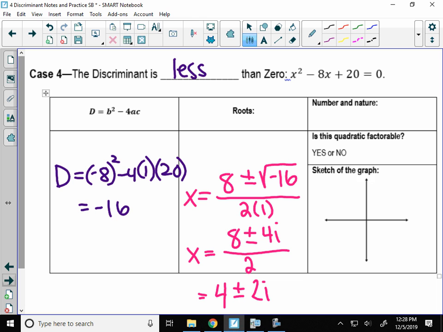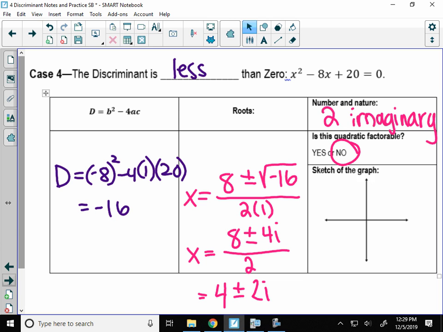How many roots is that? 2. And what's their nature? Imaginary. Yeah, they're not irrational. They're imaginary. Not the best handwriting, but it's okay. Can you factor a quadratic and get imaginary roots? No. Alright, let's visualize what it means to have these imaginary roots.